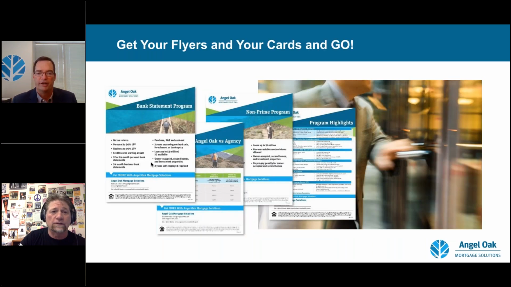So that's what you want to do. After you make your calls and you figure out who your targets are for these builders and small credit unions, you want to go back to the Angel Oak website, download the flyers, put your logos on them, of course, not Angel Oak's. Put your logos on them, put your information in them, and hit the road. You want to get out there. And I would do this every couple of weeks.